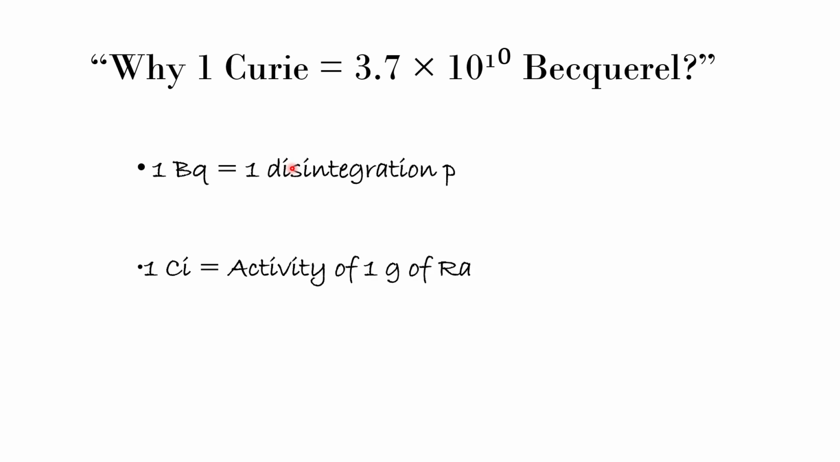Okay, and you know very well 1 becquerel is equal to 1 disintegration per second, and 1 Curie is based on a real material, that is radium. So 1 Curie is equal to the activity of 1 gram of radium, having mass number 226.